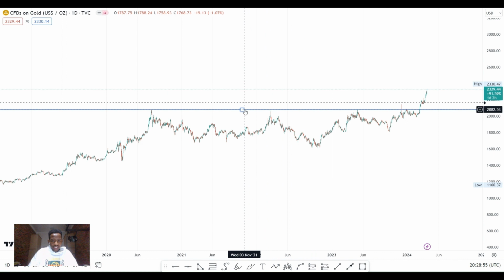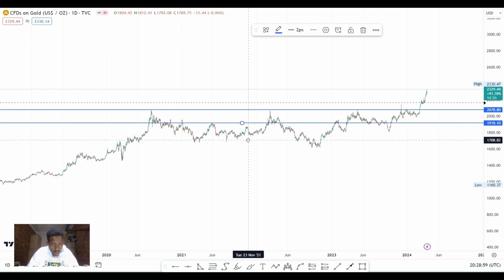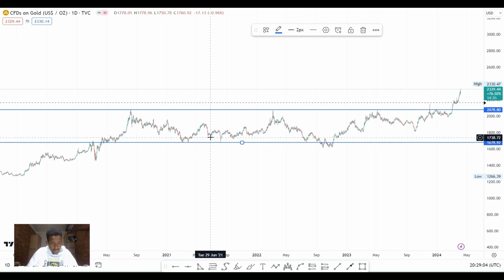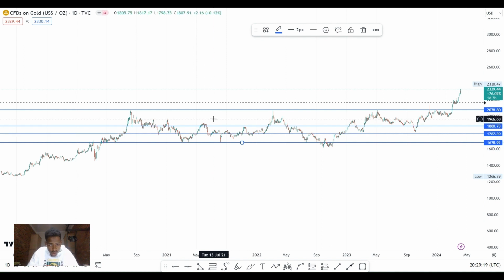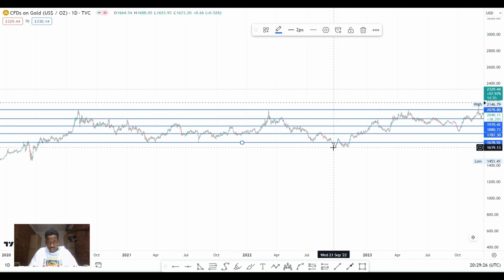Therefore, these are areas of significance. These are areas of significance where the price usually reacts. Then this one you can say.